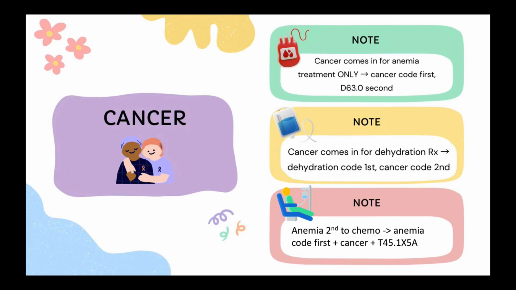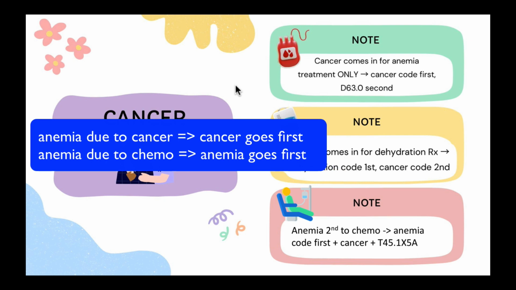In your personal notebook, I want you to make a short note for yourself so you can remember. It doesn't have to be lengthy, just keep it short. Here is the short note from the last video, case number 1, and I want you to pay attention. Cancer comes in for anemia treatment. Cancer code goes first, followed by D63.0.